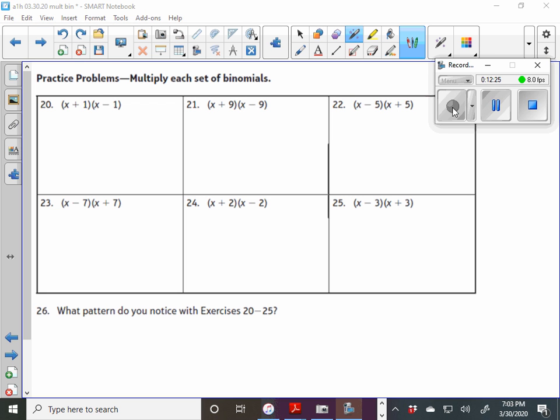They want us to multiply this time, and we're looking for patterns. What patterns did you notice? So as you multiply these, look for patterns. Use either the box method or the double distributive method. I'm going to stop the video so we don't run out of time.